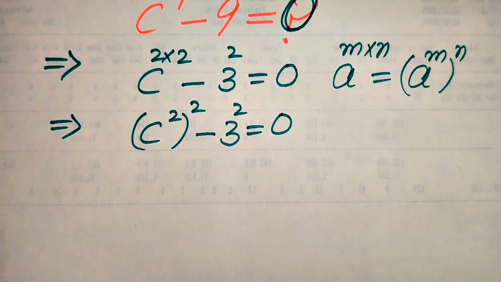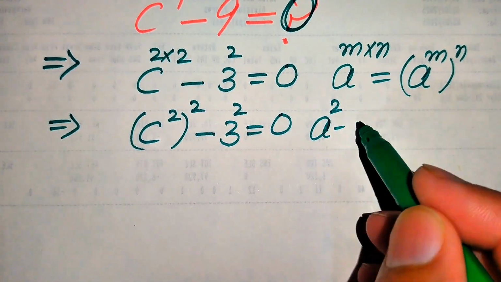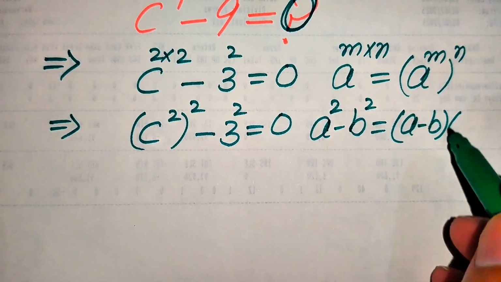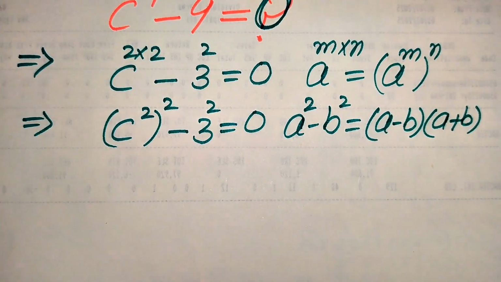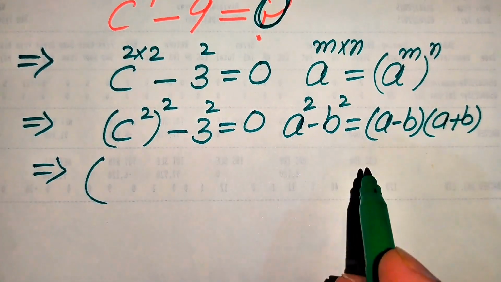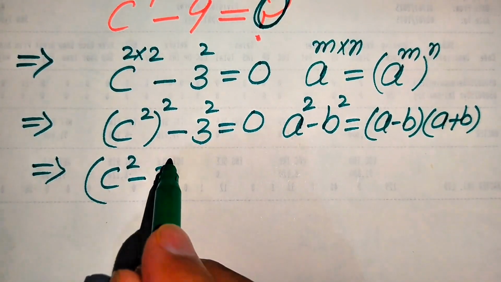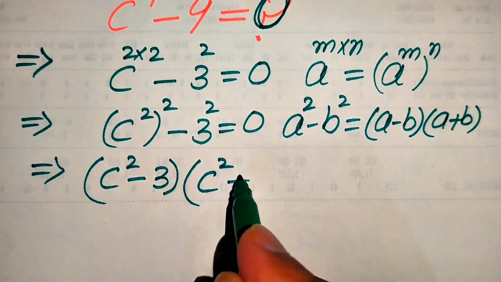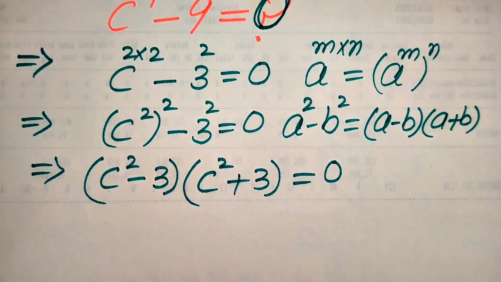And now further in the next step we use the algebraic formula. You know that a square minus b square equals a minus b times a plus b. So according to this formula we write the left hand side as a minus b, where a is c square and b is 3, times a plus b, again a is c square and plus b is 3, and this whole equation equals 0.